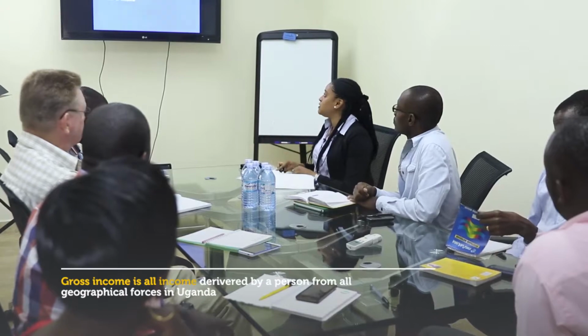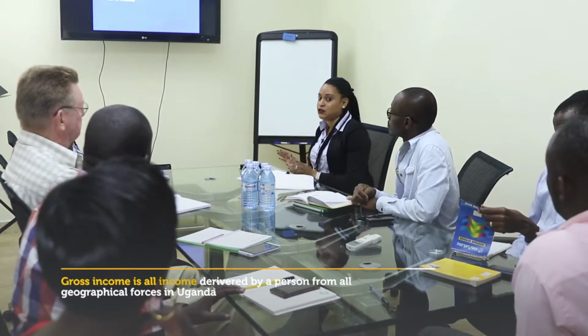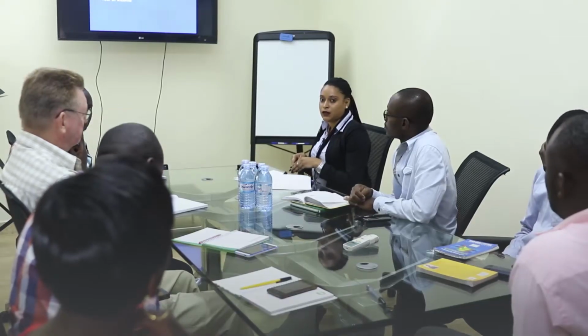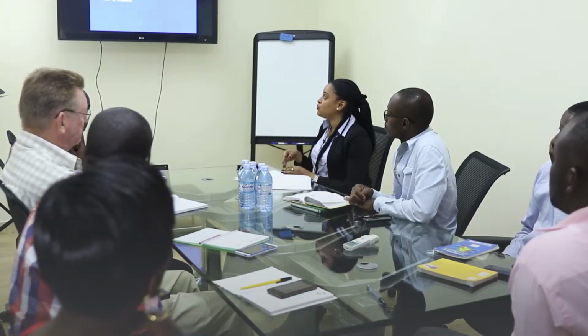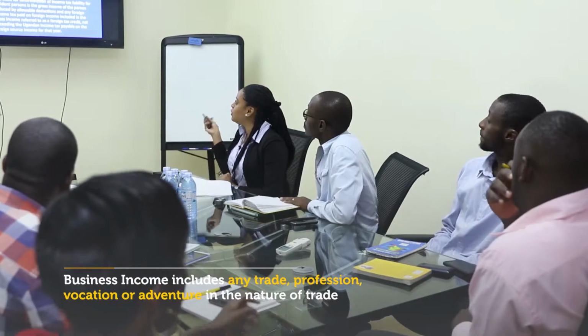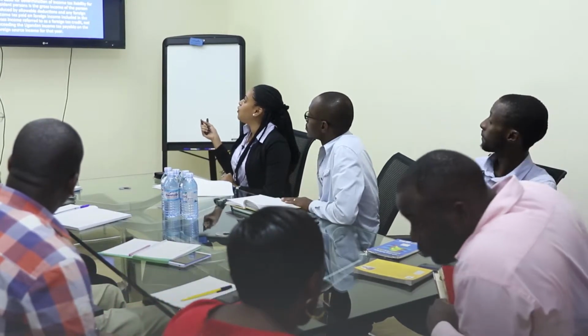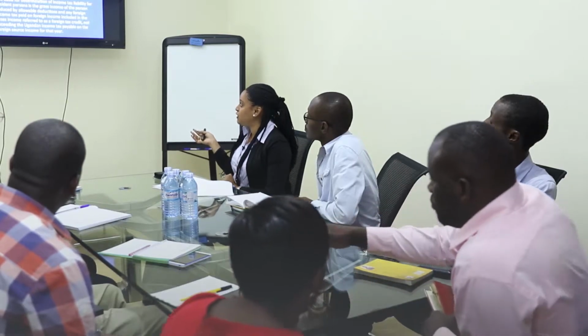Then the gross income is all income that is derived by a person from all geographical sources in Uganda. That is for a resident. If you are a non-resident, of course, we shall only tax what you sourced in Uganda. That is, any employment that you source, any contracts where the income is paid by a resident person. Business income includes any income that you obtain from trade, profession, vocation, or adventure in the nature of trade.